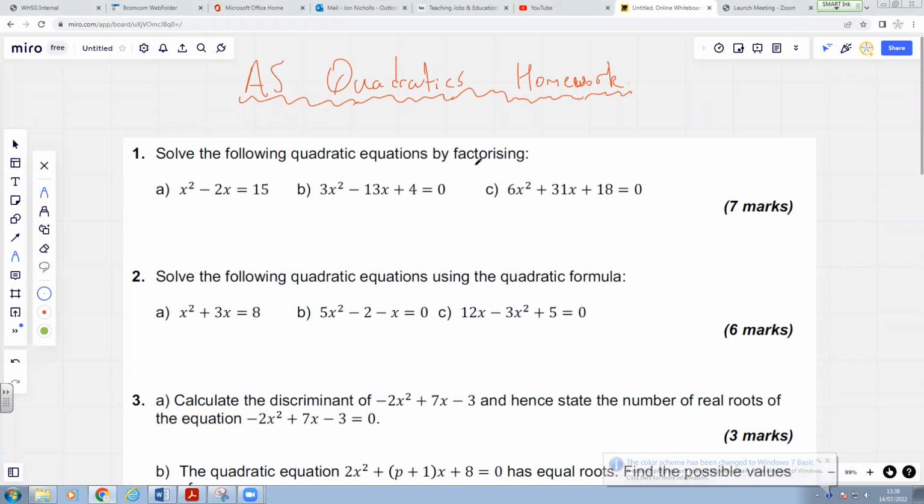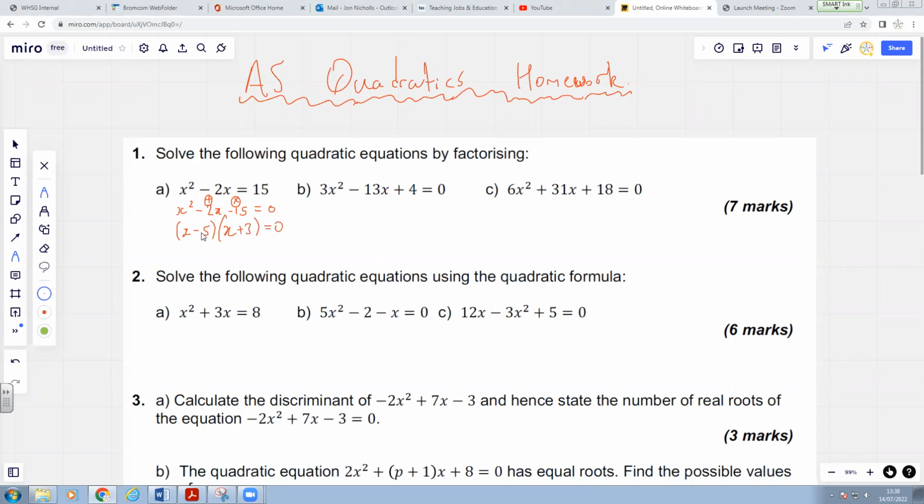So solve the following quadratic equations by factorizing. So that implies all of these factorize. Now the first one shouldn't be too bad as long as you don't make a slip up. We need two numbers that add to give -2 and times to give -15. They are of course -5 and +3.